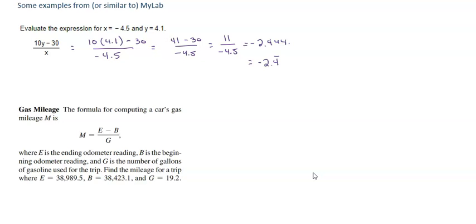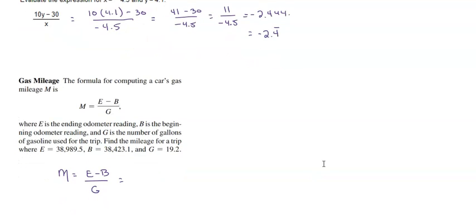All right, the next problem is just giving you a formula for finding a car's gas mileage. That is that the mileage is the ending minus the beginning over the gas used. So the mileage is the ending minus the beginning odometer readings all over the gas used. So if you've ever figured out your gas mileage yourself, this is how you do it. And this is how you used to have to do it before they started making fancy cars that figure it out for you.